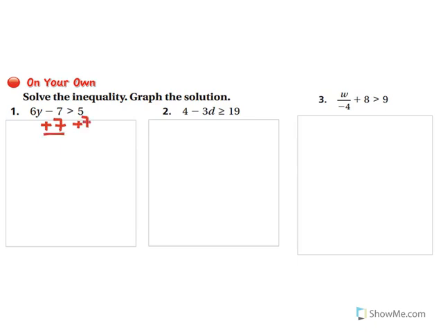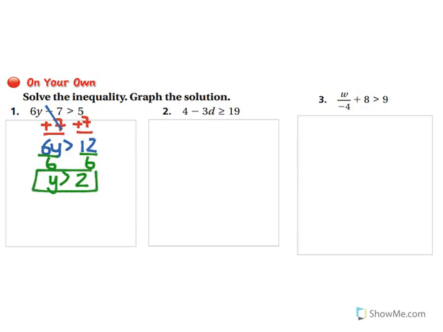So by doing this, the minus 7 and 7 cancel out, giving us 6y. And then 5 plus 7 is 12. I have 6y is greater than 12. So now I can divide both sides by 6 to undo the multiplying by 6, giving me y, and 12 divided by 6 is 2, and it's going to remain greater than, because we had no negatives involved when multiplying or dividing.